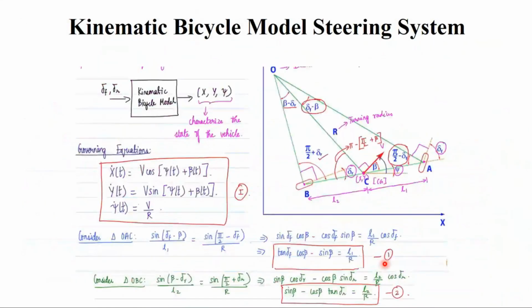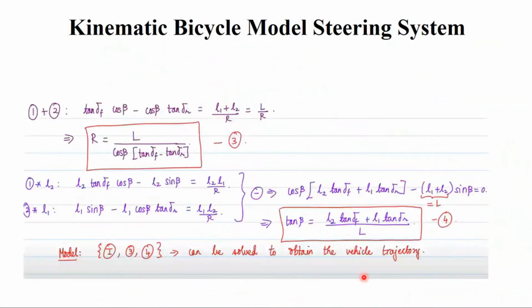So what happens when you are adding 1 and 2, you will get this equation, which is nothing but the turning radius R, which is based on the wheel base, to that of the angle beta, LF, which means the instantaneous angle at the front and the instantaneous angle at the rear.